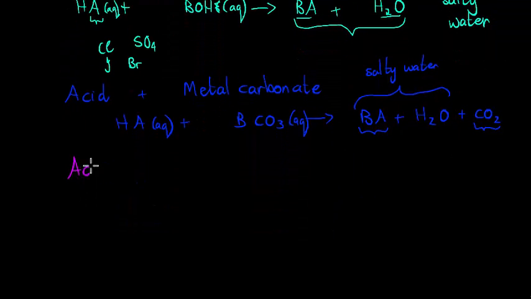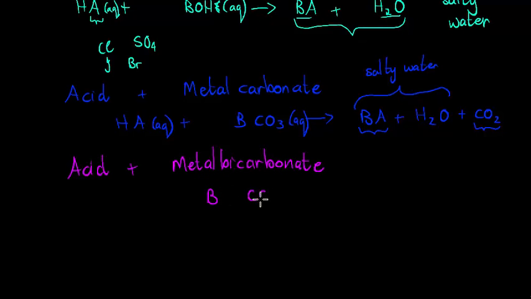Then we would have acid plus a metal bicarbonate. Can you remember what a bicarbonate is? A bicarbonate is when I have my metal. Carbonate we know is CO3. Bi I use when I'm adding a hydrogen. So a metal bicarbonate looks like that, and this is the last one we're going to look at.